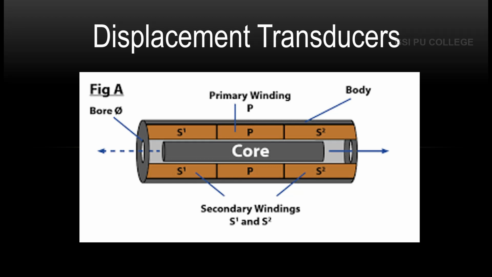LVDT works on the principle of mutual induction, and the displacement, which is a non-electrical energy, gets converted into electrical energy. It consists of a cylindrical former surrounded by the primary winding in the center of the former and 2 secondary windings at the sides. So in this particular picture, P stands for primary winding and S1, S2 stand for secondary windings, which are present at the sides of the LVDT.